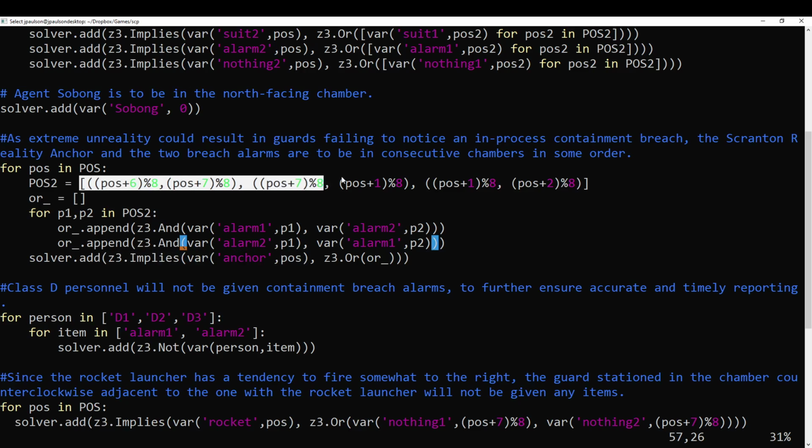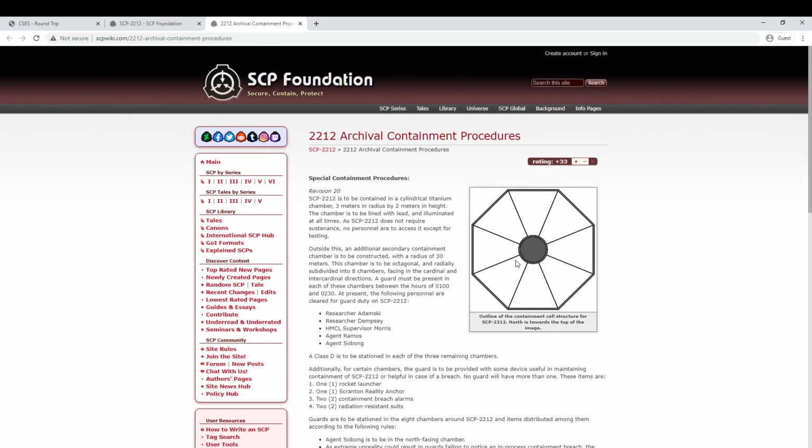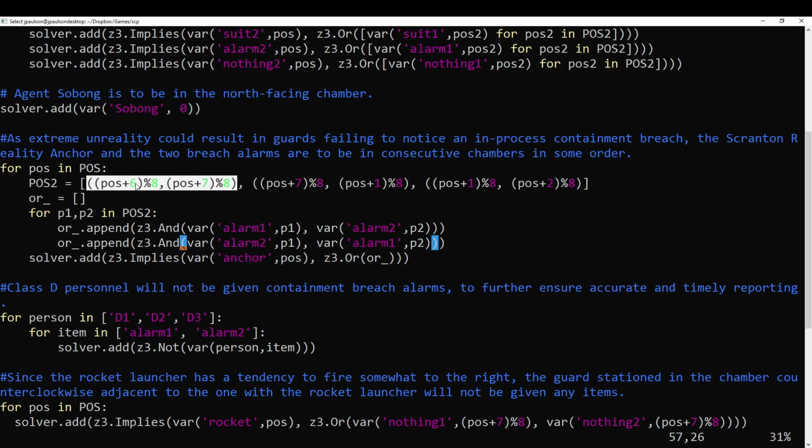I see, yeah, okay. It must either be that the alarms are at the two positions before it, right? The position is like a clock mod 8, right? So plus 6 mod 8 is really minus 2, plus 7 mod 8 is minus 1. So they must either be at the two positions before it, they must be at the two surrounding positions, or they must be at the two positions after it.